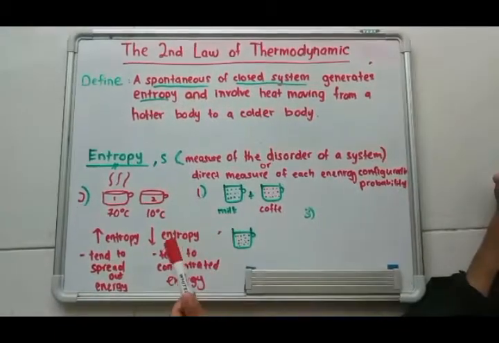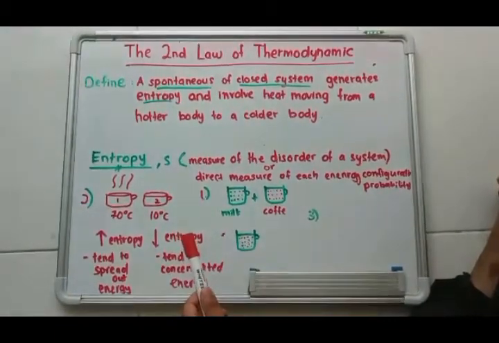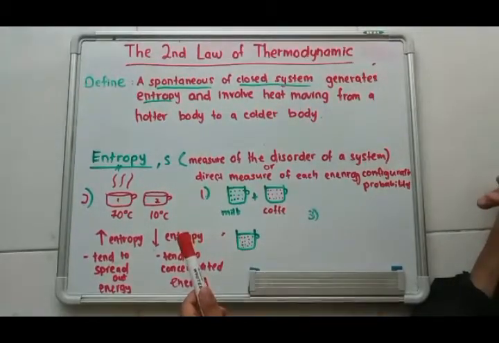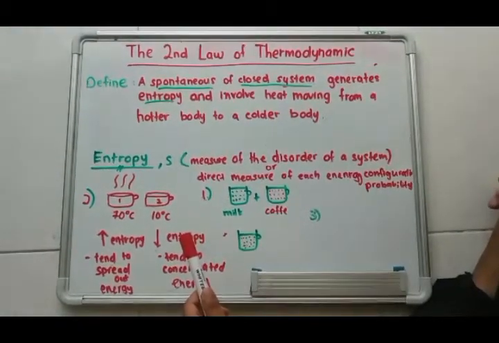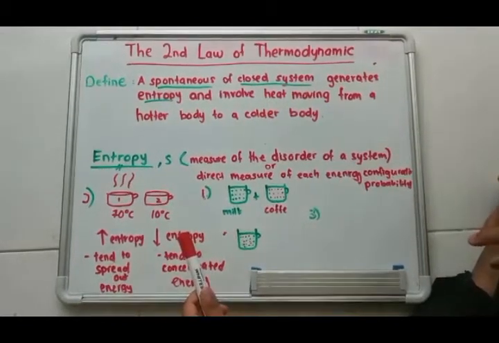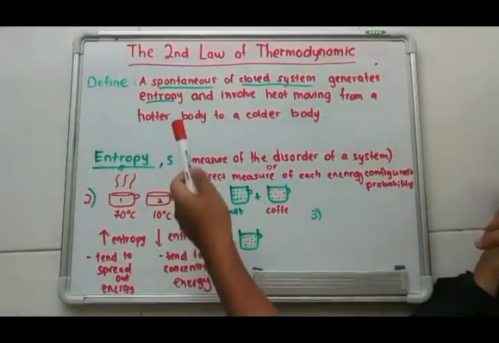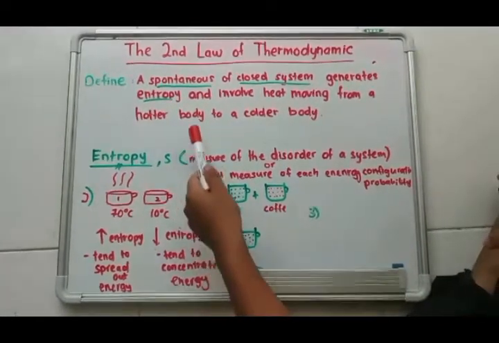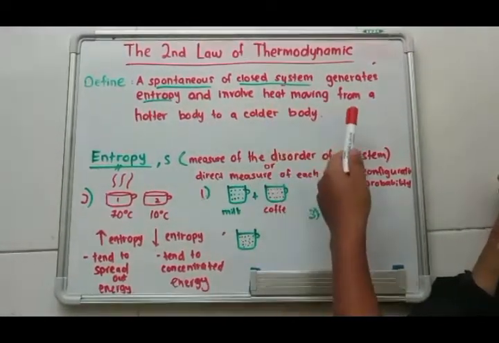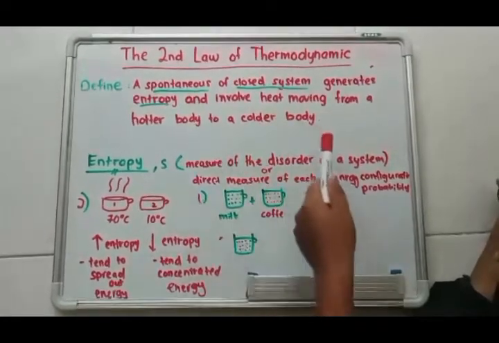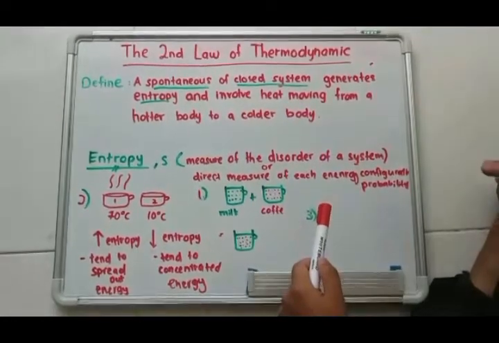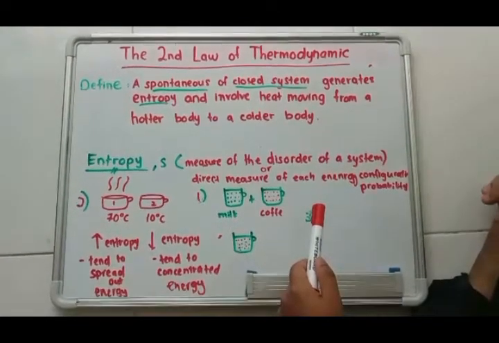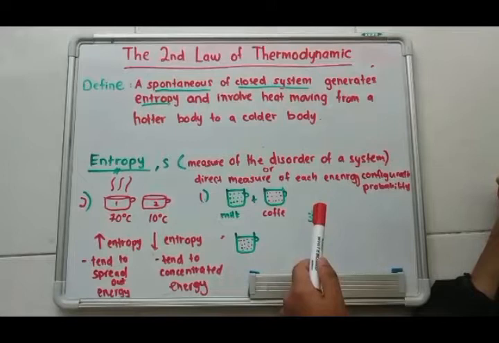So today we're going to learn about the second law of thermodynamics. Actually, there are many definitions of the second law of thermodynamics. The famous one is: a spontaneous process of a closed system generates entropy and involves heat moving from a hotter body to a colder body. Based on this definition, we can get three key points that you must understand properly.